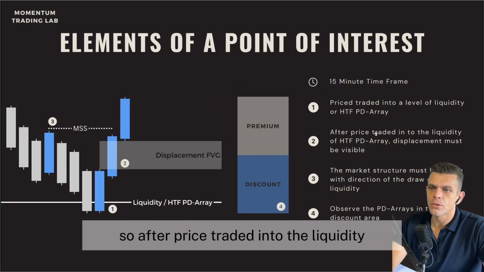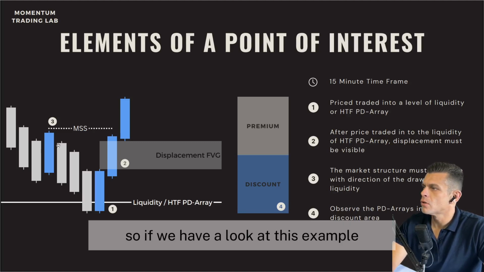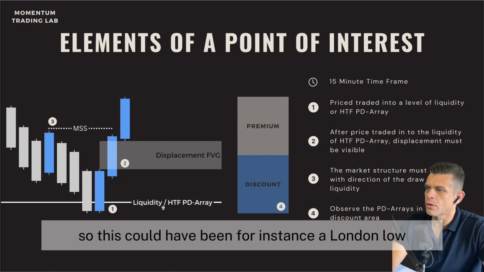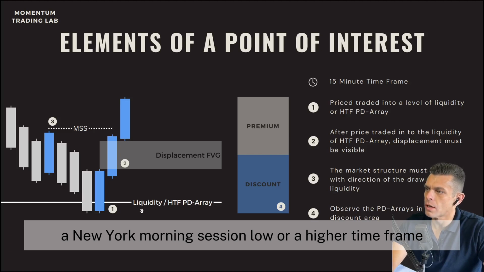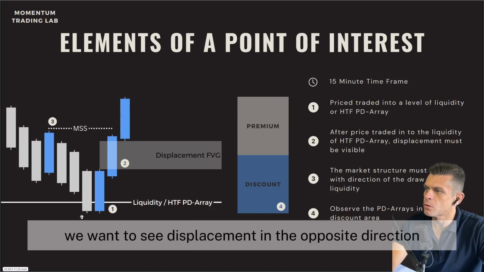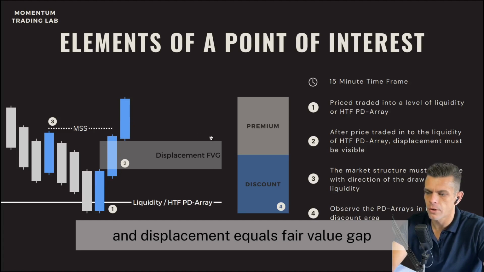So after price traded into the liquidity or higher time frame PD array, displacement must be visible. So if we have a look at this example, we had the structure trading into a level of liquidity. So this could have been, for instance, a London low, a New York morning session low, or a higher time frame PD array such as a 4-hour bullish order block. Then we want to see displacement in the opposite direction, and displacement equals fair value gap.